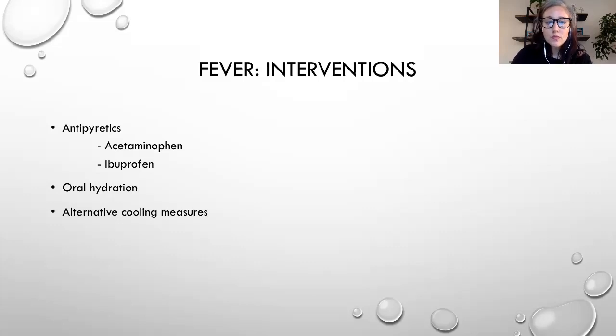So as far as oral hydration goes, we're going to talk a little bit more about that in the future as far as what our minimums are and what we're supposed to be having. But as far as pediatrics go, we definitely want to get creative with what we're drinking. Popsicles, Pedialyte, things like that are all important.